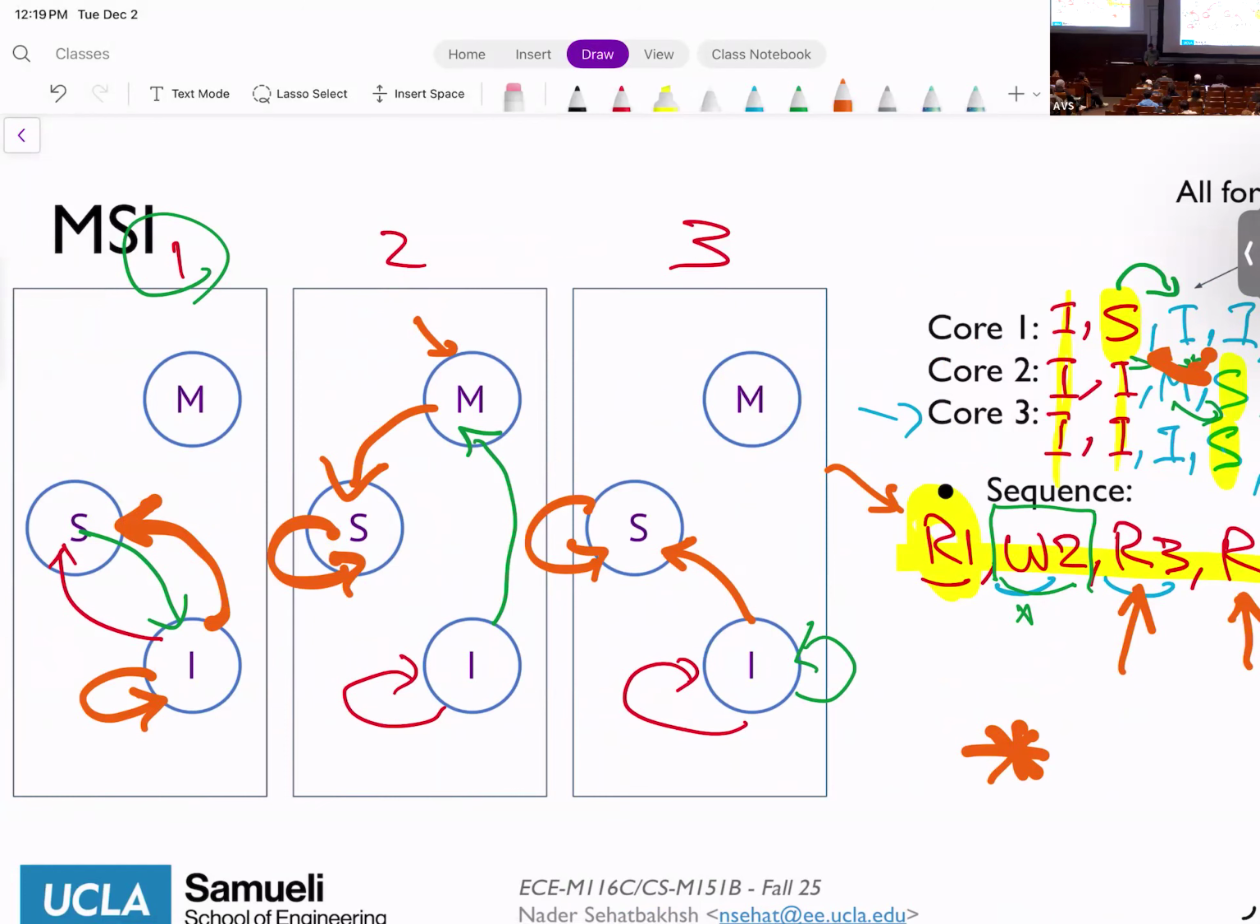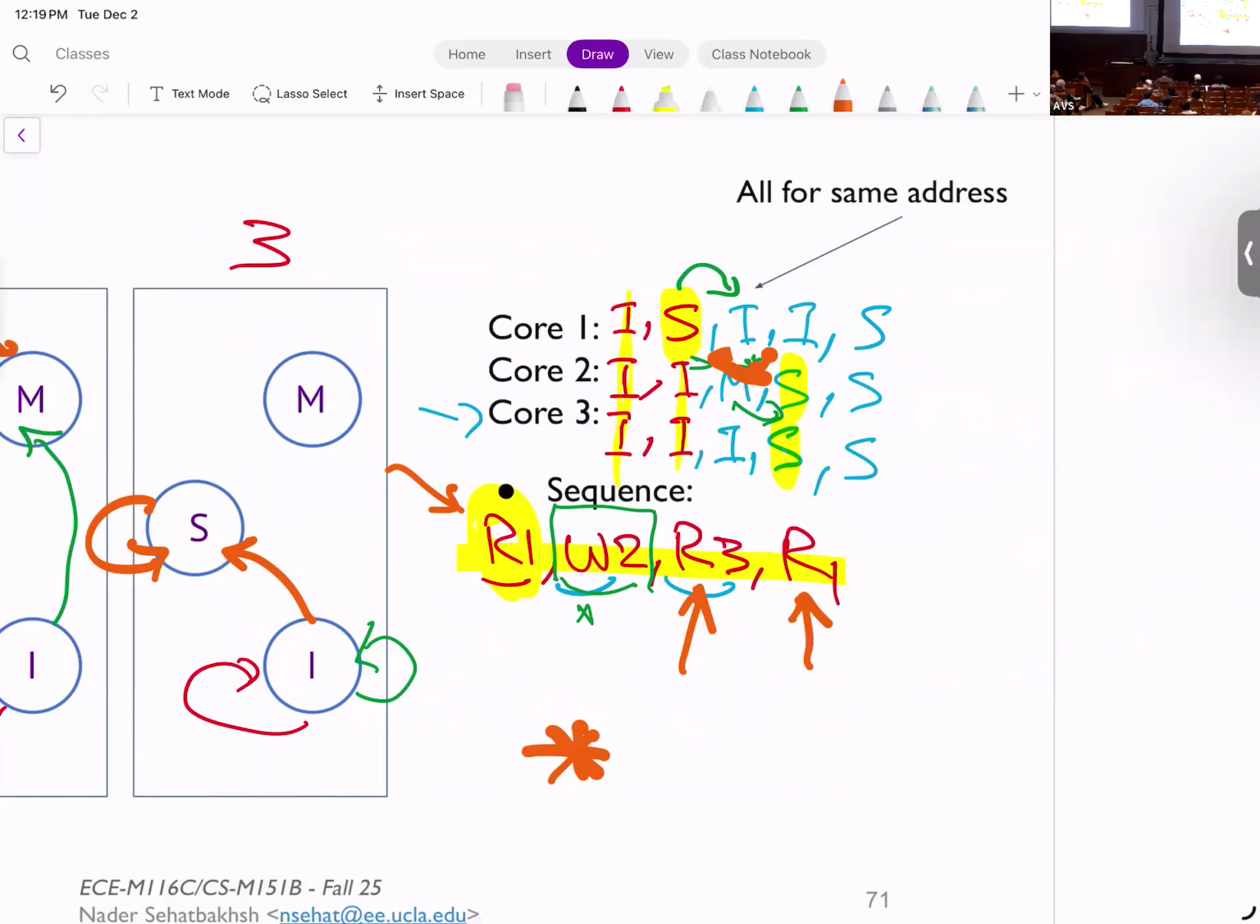So at the end of this sequence, everybody's in S, everybody has a clean copy, and after that, they will continue to stay in S unless they are kicked out by another cache line. So one of them might transition from S to I just because there is cache contention, there are conflict misses. Or if someone tries to write and goes to M, everybody else will invalidate, right?